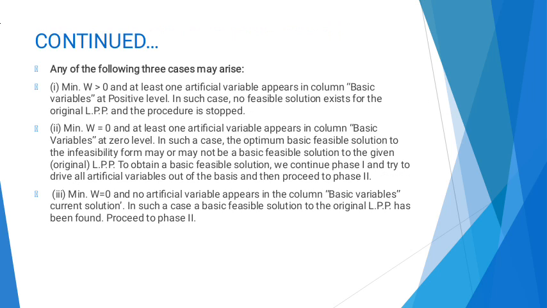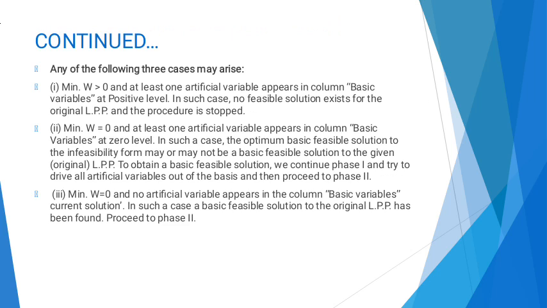When minimum of W is equal to 0, and at least one artificial variable appears in the column of basic variable, in this case the optimum basic solution may or may not be in feasible form. So in order to have it in feasible form, we need to continue with phase 1, and after that we need to proceed to phase 2.